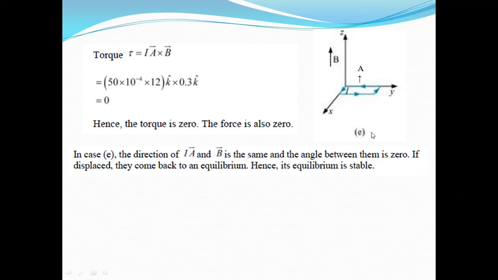Now the next case, E. Here we have the coil in this position, and the direction of area of the coil is the same as the direction of B. Both are in the same direction, Z axis. So when you calculate torque, you get 50 into 10 to the power minus 4 into 12 K. Both are in the same direction, so K cross K is 0. So here torque is 0 and the force is also 0, and therefore this is a case of stable equilibrium.